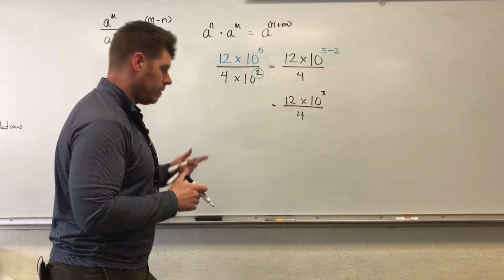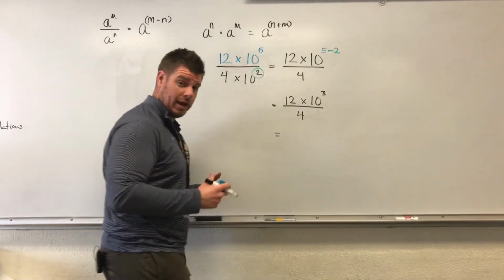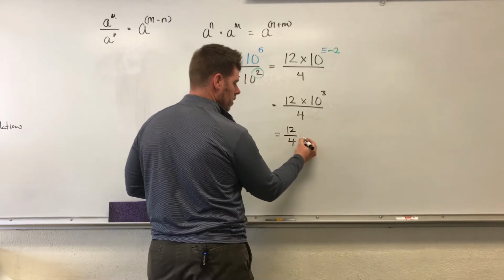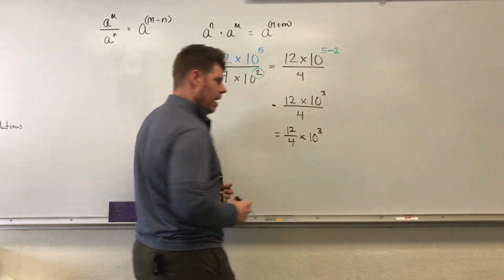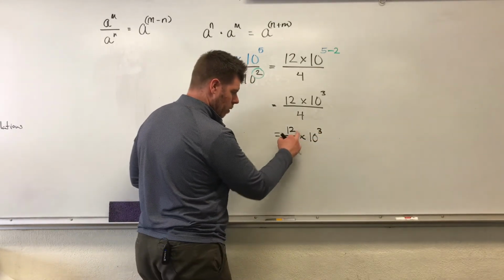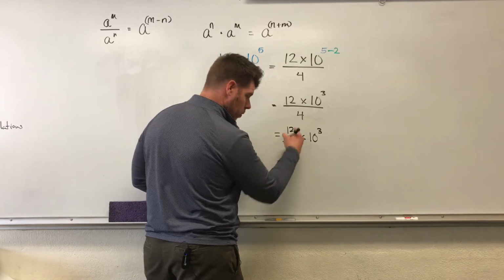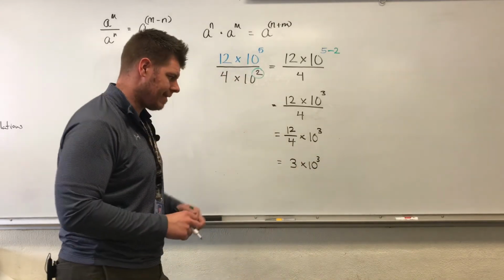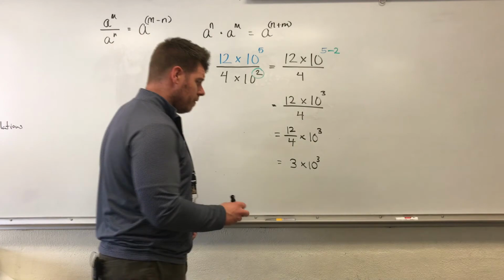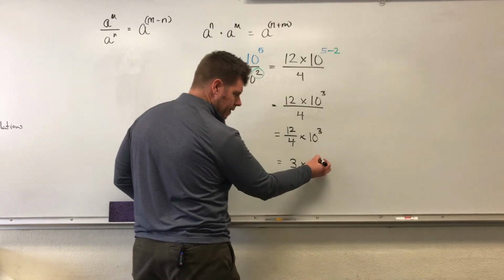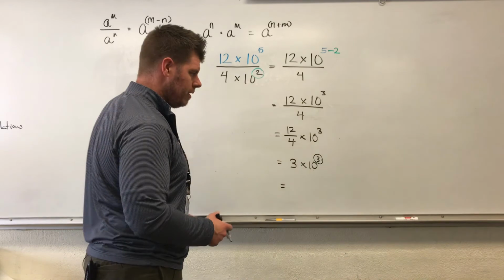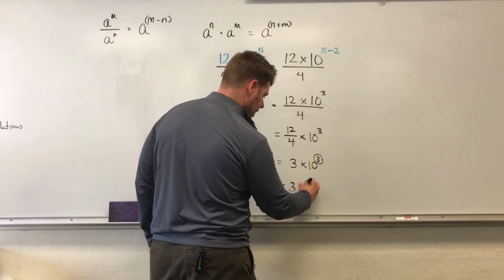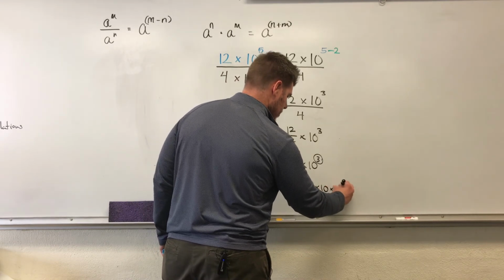Now, this also can be transformed into 12 over 4 times 10 to the 3rd power, which is an important concept because now you have 12 divided by 4, which is 3, and then you have 3 times 10 to the 3rd. Now, a problem like this, they'd probably want you to give the final answer. This 3 here tells you how many times you need to multiply this by 10. So this is 3 times 10 times 10 times 10.